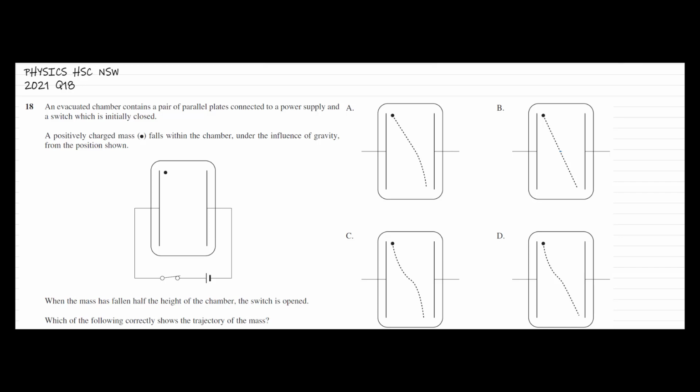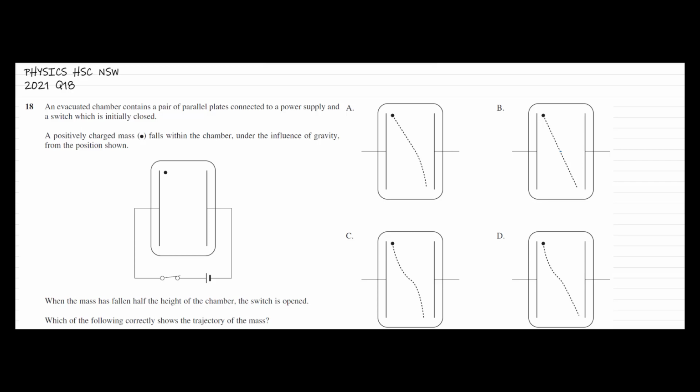All right. So the question says an evacuated chamber contains a pair of parallel plates connected to a power supply and a switch which is initially closed. A positively charged mass falls within the chamber under the influence of gravity from the position shown. When the mass has fallen half the height of the chamber, the switch is opened. Which of the following correctly shows the trajectory of the mass?